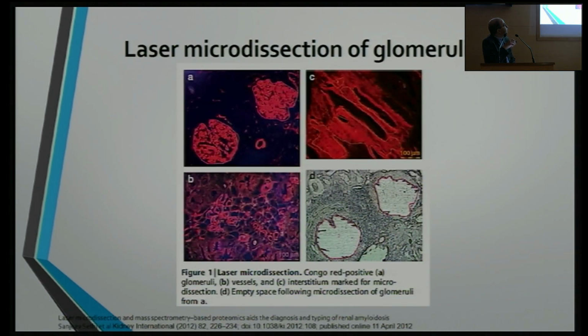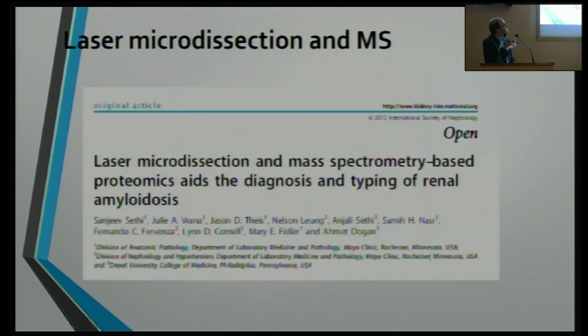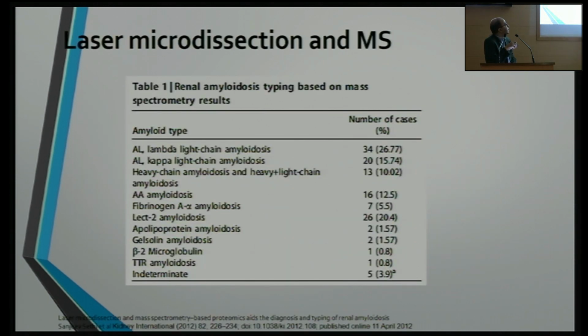This is just an example, a photograph of amyloid which has been stained with Congo red, and we can see the glomeruli which have been punched out and used for laser microdissection. So it has been used extensively in the diagnosis of amyloid.